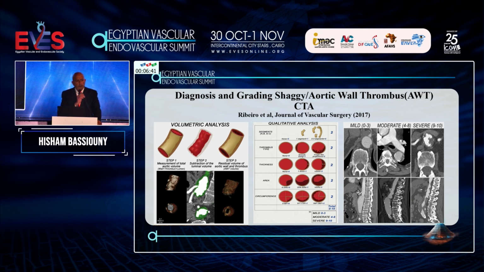What I'm going to present to you is really retrospective data from large volume centers on endovascular and open treatment of the shaggy aorta. I think the first thing that the group at Mayo Clinic did was to look at grading of the shaggy aorta. And they found that volumetric analysis is pretty much similar to qualitative analysis, which looks at how many segments are involved, the thrombus type, thickness, area, and circumference. And by that, they score the shaggy aorta.